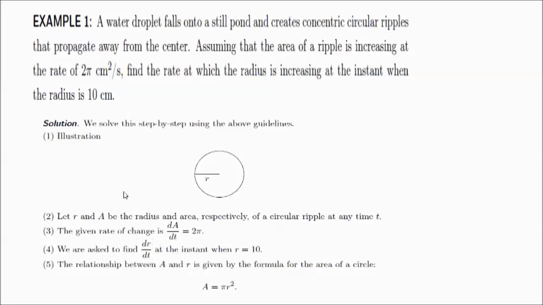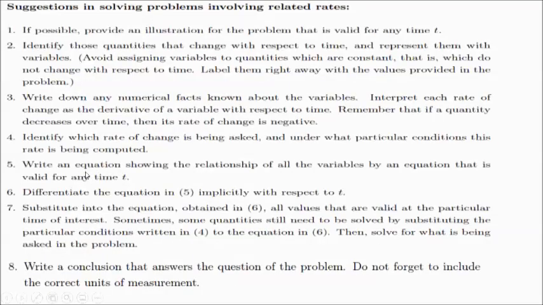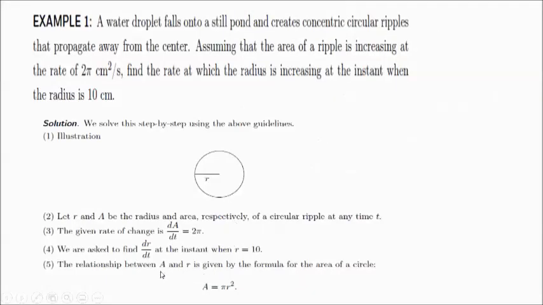And then number 5, write an equation showing the relationship of all the variables, an equation that is valid for any time t. So write an equation. Ngayon, yung relationship ng A saka r is given by, of course, the area ng circle, which is A is equal to pi r squared, class. Okay? So ito yung working equation natin.